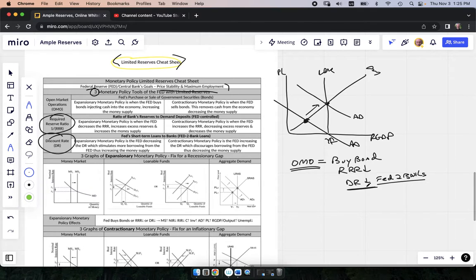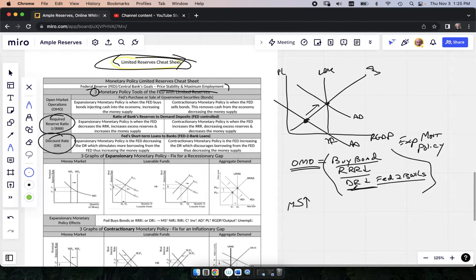So if the discount rate goes down, more banks borrow from the Fed. More banks borrow means there's more money supply. They buy bonds. That's more money supply in the system. The RRR goes down. There's more money supply in the system. The discount rate goes down. The money supply increases. All three of these we know as expansionary monetary policy. Again, let's make sure we recognize we're doing limited reserves. Those are our three tools for limited reserves.